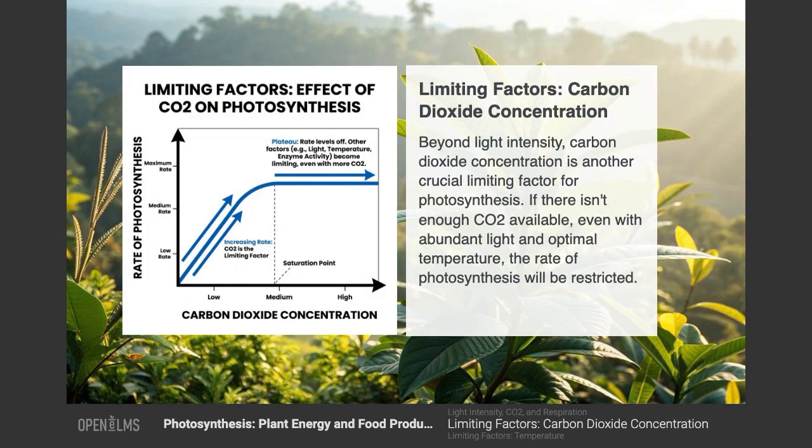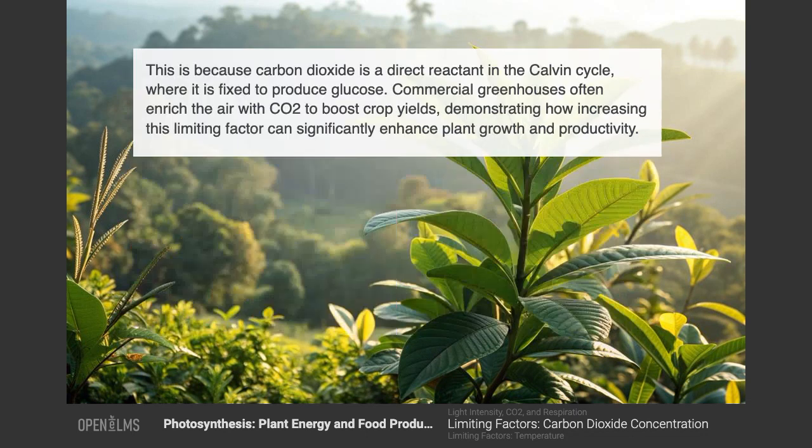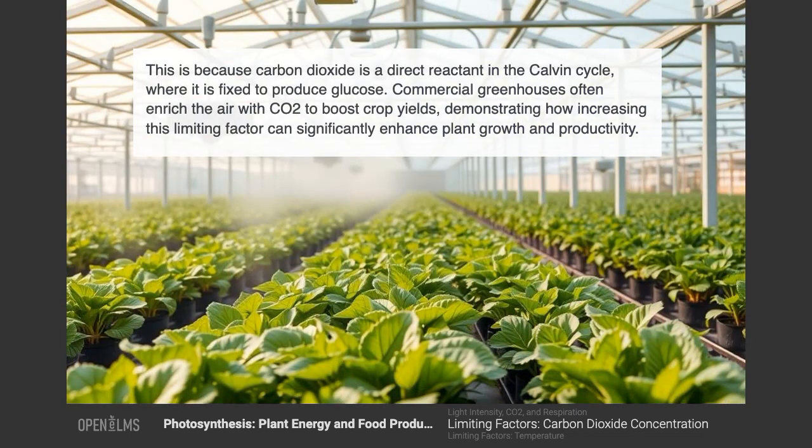Limiting factors. Carbon dioxide concentration. Beyond light intensity, carbon dioxide concentration is another crucial limiting factor for photosynthesis. If there isn't enough CO2 available, even with abundant light and optimal temperature, the rate of photosynthesis will be restricted. This is because carbon dioxide is a direct reactant in the Calvin cycle, where it is fixed to produce glucose.